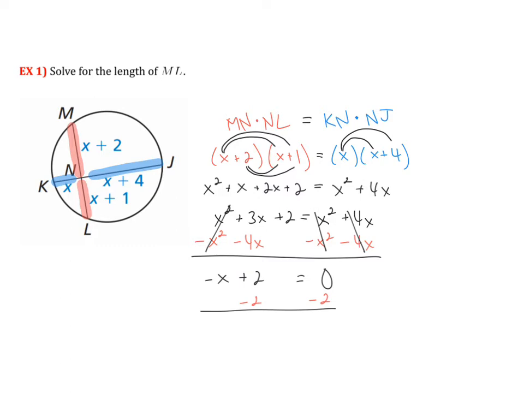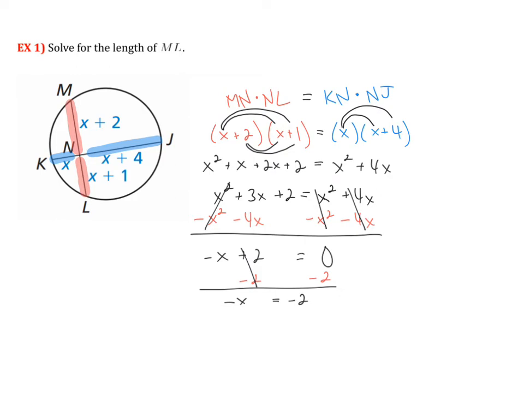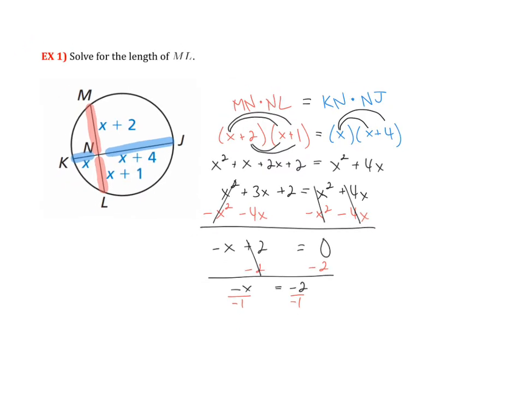And we end up with negative x is equal to negative 2. But we're not technically done yet. I need to make sure that I divide by negative 1 on both sides so that we can get rid of that negative coefficient. So we get a positive x is equal to 2.